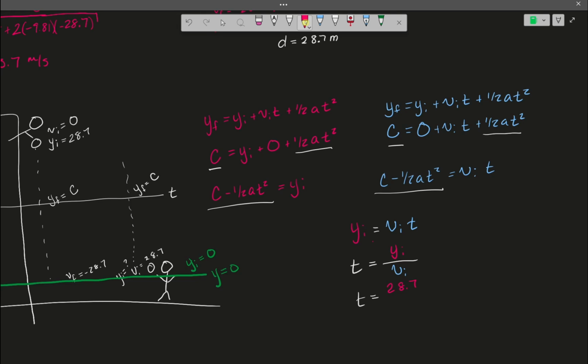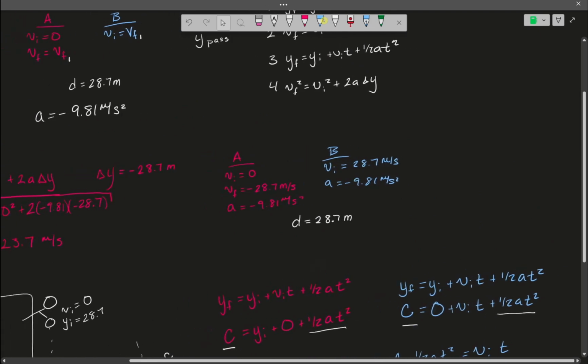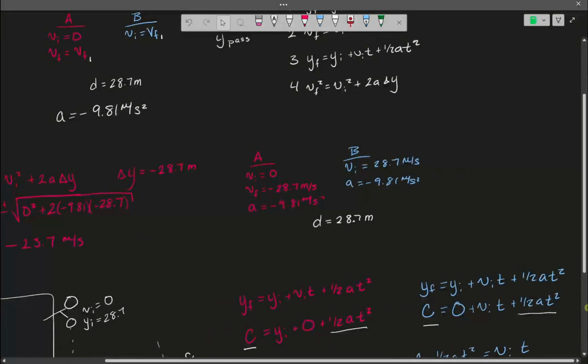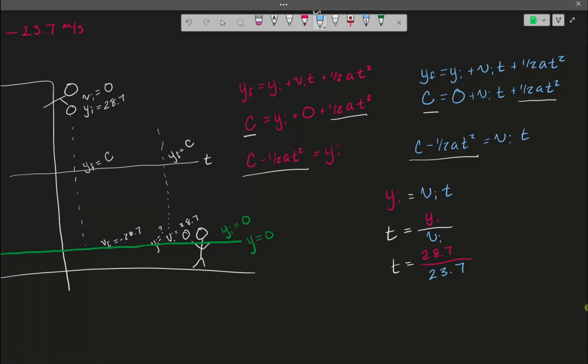28.7 divided by 23.7, and I get a time of 1.21 seconds. I can check to make sure this is correct by seeing what the final position of each of these is.